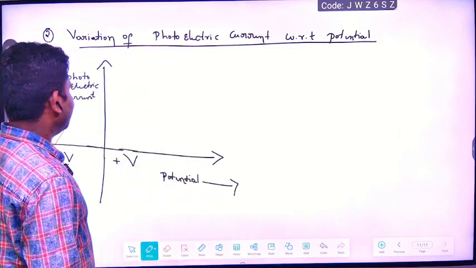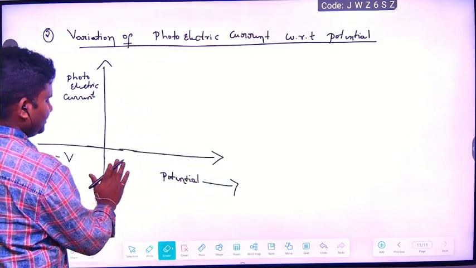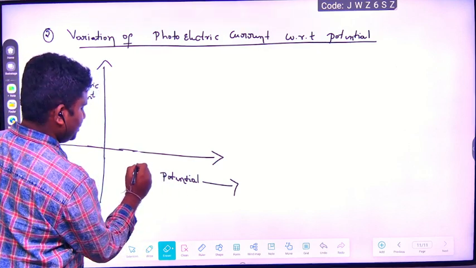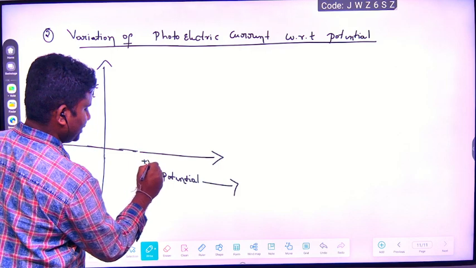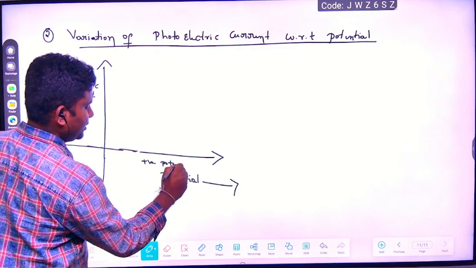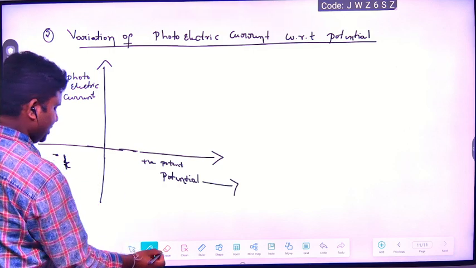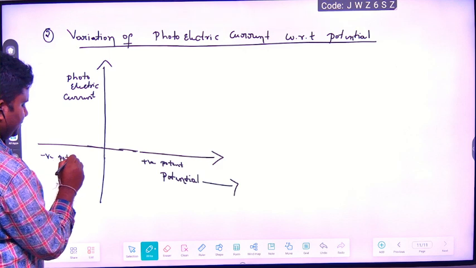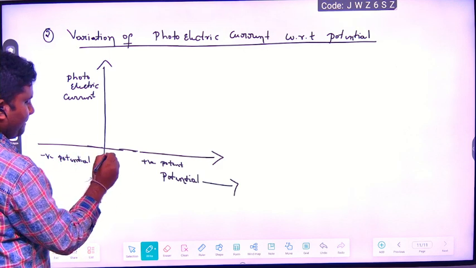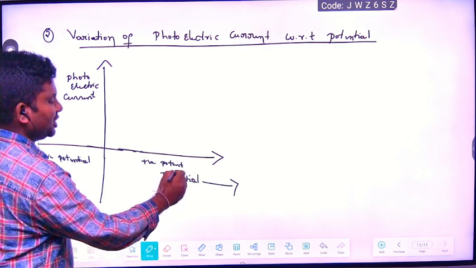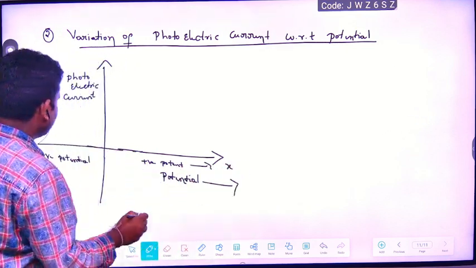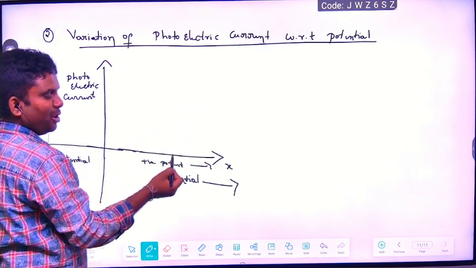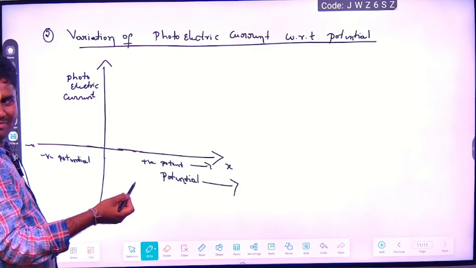So you see here, this is the x-axis. Positive potential is here, and here it is negative potential. Since positive potential is on the positive x-axis, negative potential is on the negative x-axis. Understood? Now what happens? Now you see, positive potential is given to which plate?